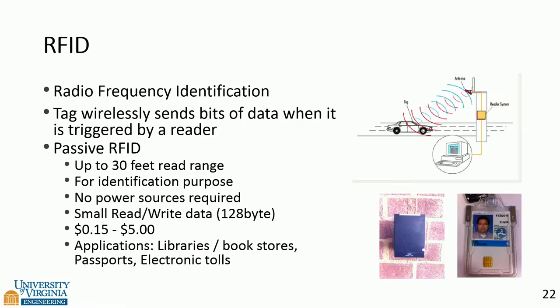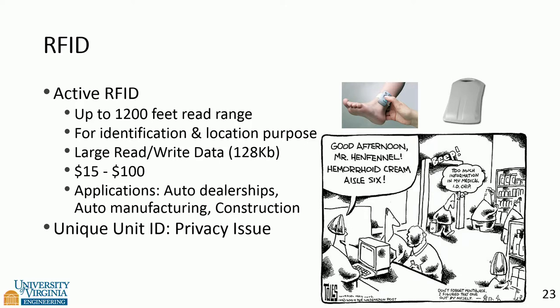RFID used to be a very well-known promising technology. There are passive ones and there are also active ones. The passive ones are a lot cheaper, and you only get read when a reader sends something as power. It charges up a little bit, then does something and sends the data back. Again, you can use it for tracking bags at the airport, library books and other things. An active one is more expensive, but it can also be useful, such as for tracking expensive items like cars in dealerships. They want to know where the cars are, and they can easily find out.